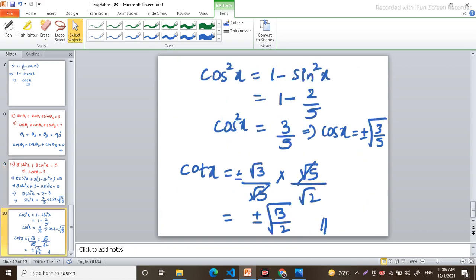Cos square x, now we'll find out cos x value. Why do we need it? Because the cot x formula is cos x by sin x. Cos square x is equal to 1 minus sin square x. In the sin square x place I wrote 2 by 5, and 5 minus 2 is 3 by 5. Cos x value is plus or minus square root of 3 by 5. That's all. Cot x is equal to cos x value. Just for cancellation I wrote separately root 3 by root 5, and divided by sin x, which is root 2 by root 5. When we take multiplication, the denominator will become the numerator, so that is root 5 divided by root 2. Root 5 and root 5 will get cancelled. The answer is plus or minus square root of 3 by 2, the cot x value. Hope so.